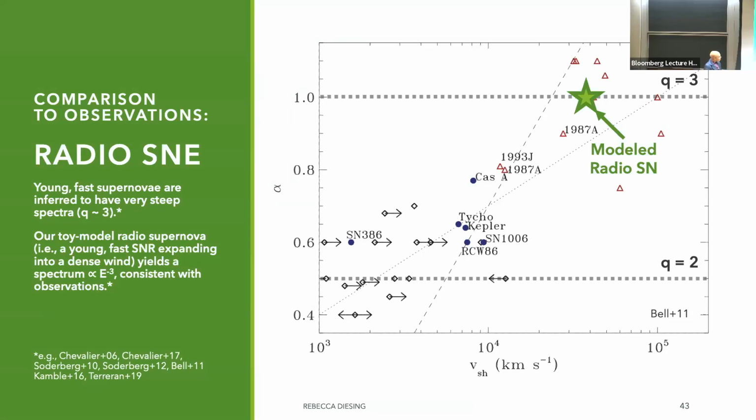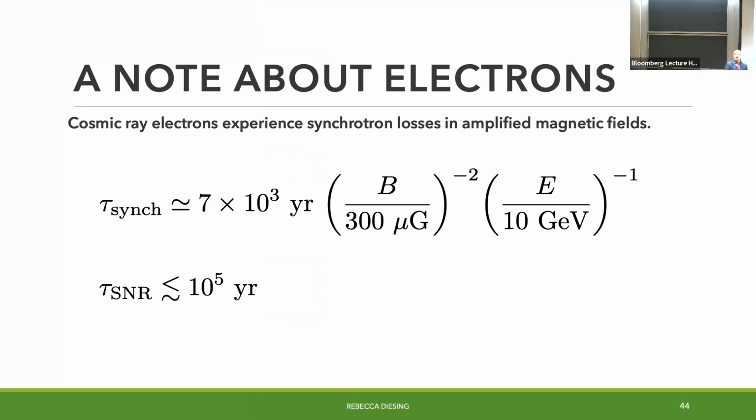The one other thing that I will mention before I move on to some comparison with observations, in terms of modeling specific systems and trying to understand those systems, is that this game does become a little more complicated when we're talking about electrons. So mostly I've been talking about this in the context of protons or electrons at relatively low energy, which is what's giving you that radio synchrotron. But cosmic ray electrons experience losses in these amplified fields. So if you have a field of 300 microgauss, and you have a 10 GeV electron, it's going to lose its energy on a time scale of roughly 7,000 years, which is much shorter than the time scale of a supernova remnant.